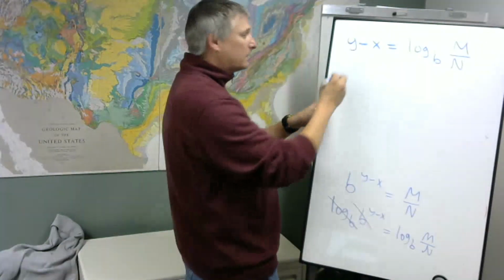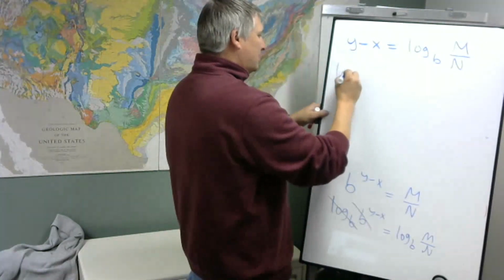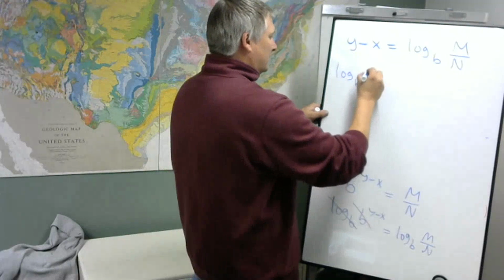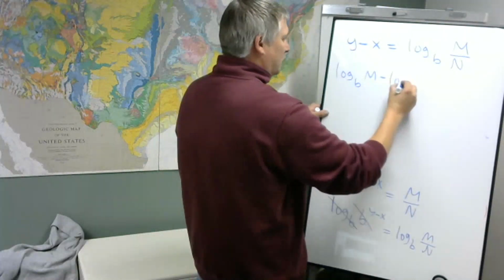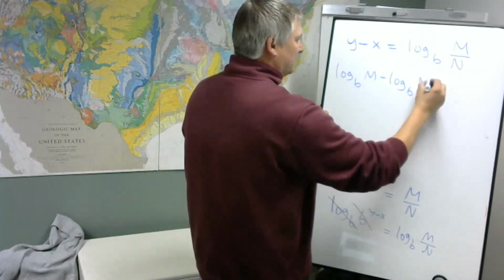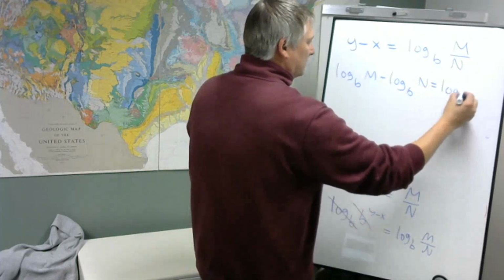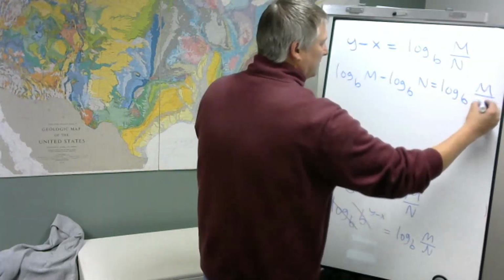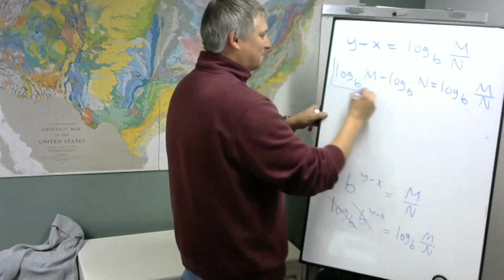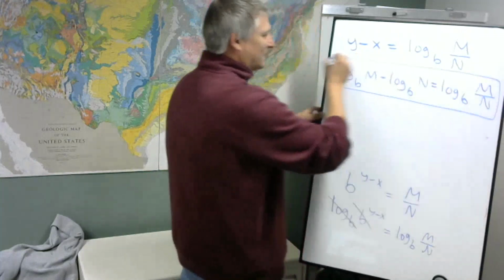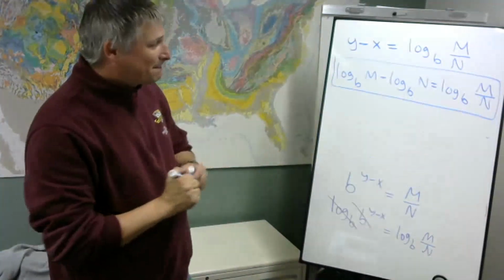Remember what x and y were, for y and x, it was log base b of m minus log base b of n. Well, this is log base b of m over n. And now we've proved our property.